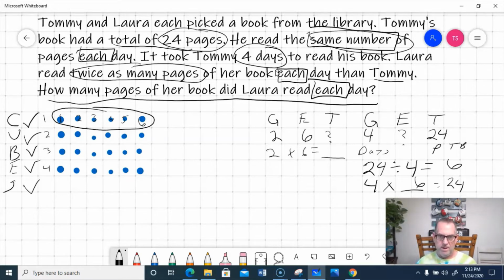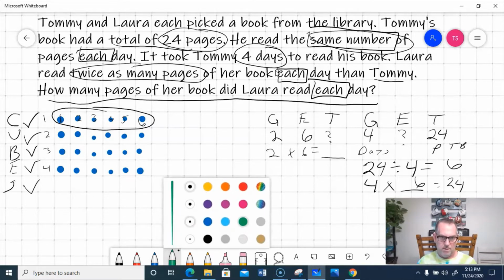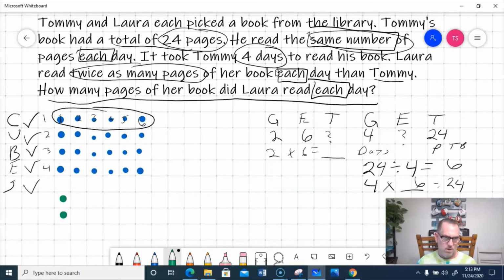So I could go ahead and make an array for that. So we'll say Laura's book pages are green. And so we'll do an array right here for Laura. So there's 2 groups, that's 1, 2, and each group has 6 in it. So I already got 1, 2, 3, 4, 5, 6. And then the second group's going to have 6 in it also. So 2 groups of 6. I go ahead and count it.